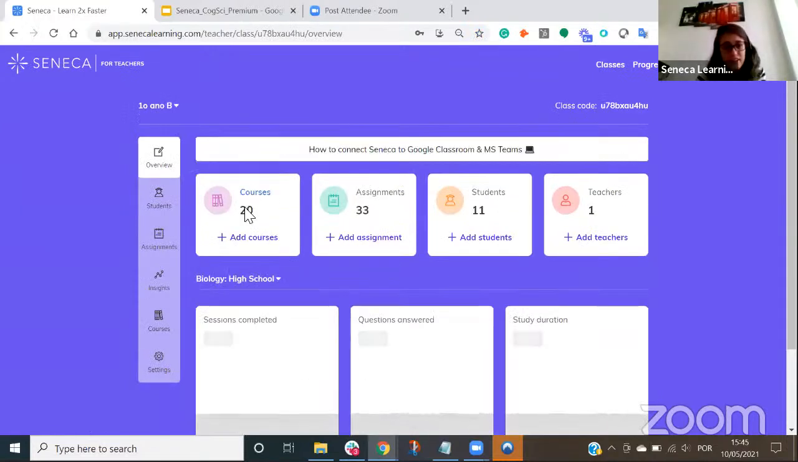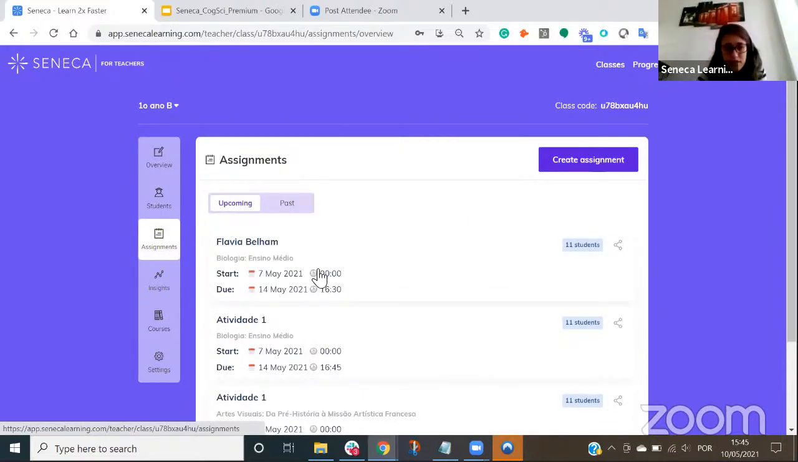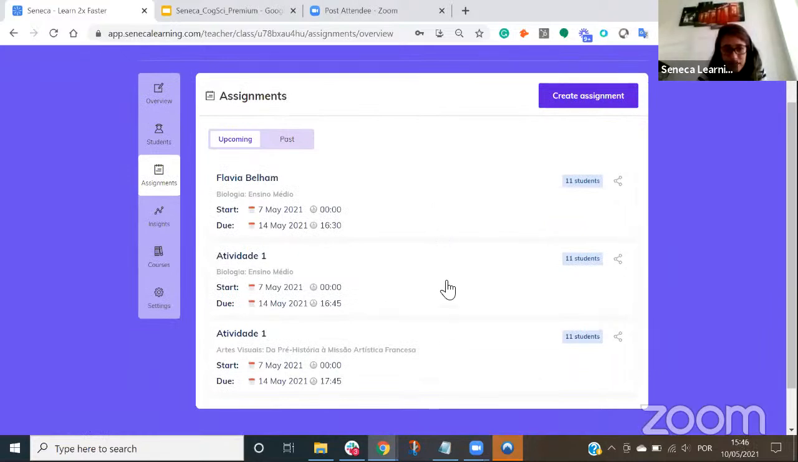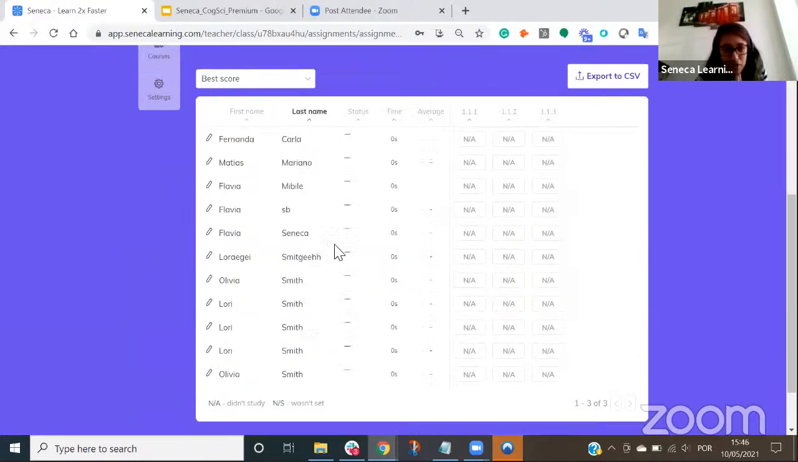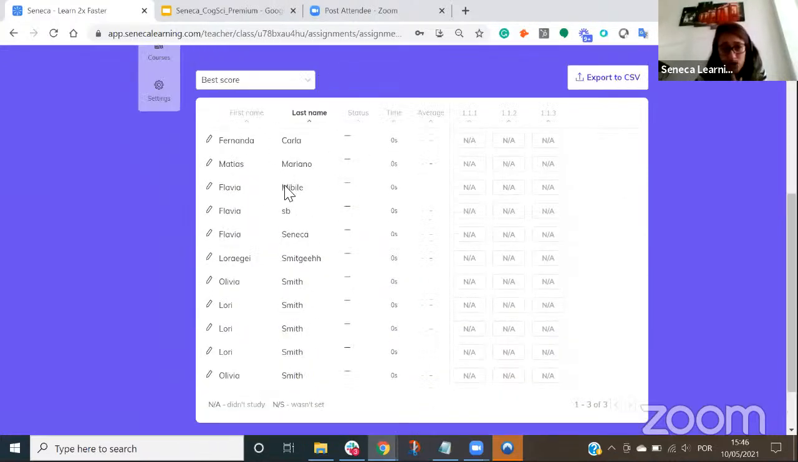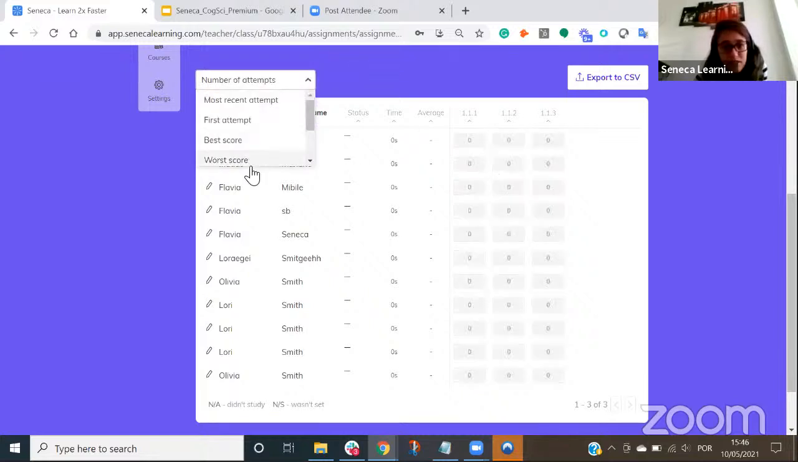So let's say here I already have 11 students and I'm using Seneca with them. If I click on assignments, then I'll get to see their grades here. So this one is empty, but basically you get to see all your students' names here and the grades. You get to see most recent score, first attempt, best score, average score, worst score, number of attempts, study time. So everything is here ready for you to just use that information.